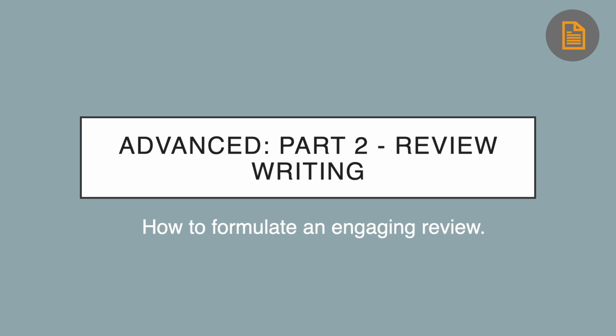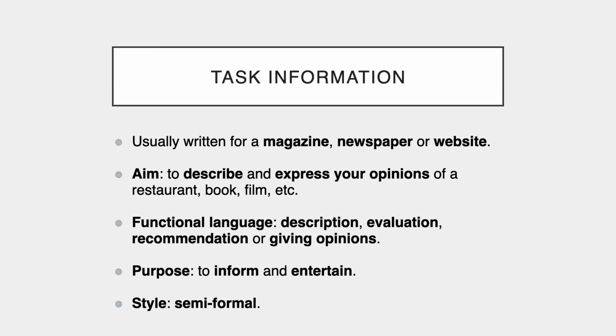Task information. Reviews are usually written for a magazine, newspaper, or website. The aim is to describe and express your opinions of the restaurant, book, or film. The functional language that is usually used in reviews are description, evaluation, recommendation, or giving opinions. The purpose is to inform and to entertain. Thus, the language needs to be engaging, which we will look at later in this video.